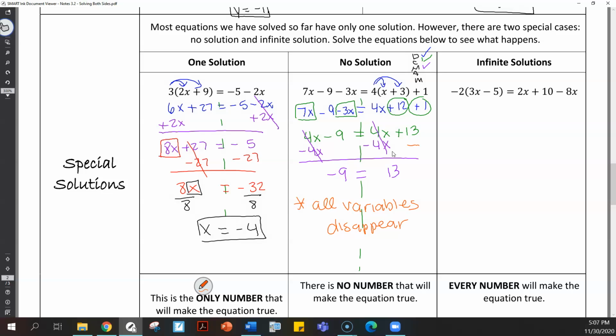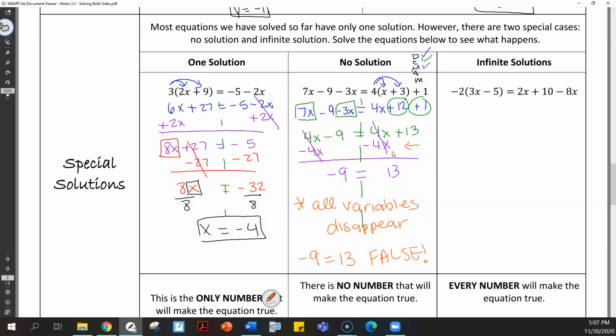When I tried to move my 4x over, it got rid of my other 4x. All of my variables have gone, and now I just have a number equals a number. So this is going to be either no solution or infinite solutions. And the way that we determine that is whether our final equation is true. So I got negative 9 equals 13. Well, I know negative 9 does not equal 13. That is false.